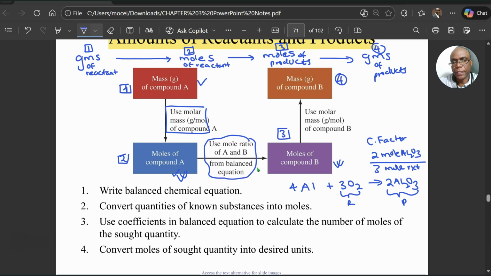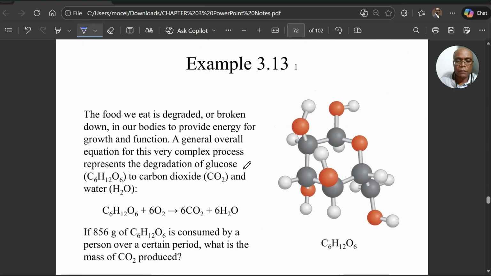Use mole ratios of A and B. So this is A, this is B. In this case, it's 2 to 3, product to reactant, or 3 to 2, reactant to product. So use mole ratios of A to B, or R to P, reactant to product, from the balanced equation. You'll get here. And then from here, you just use the molar mass of your compound. You'll find the molar mass of aluminum oxide and multiply that by the number of moles. You're going to get the mass of product. So that's how we're going to proceed in this type of calculations. So let's look at an example.